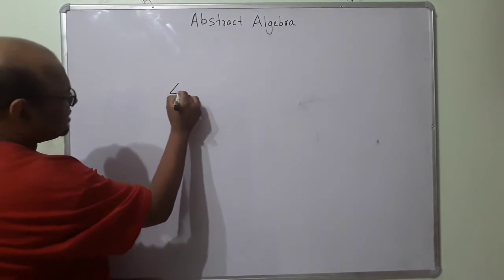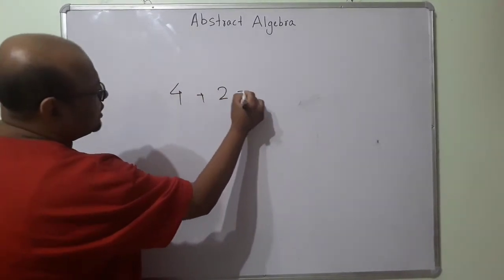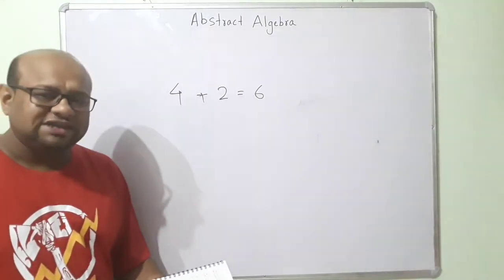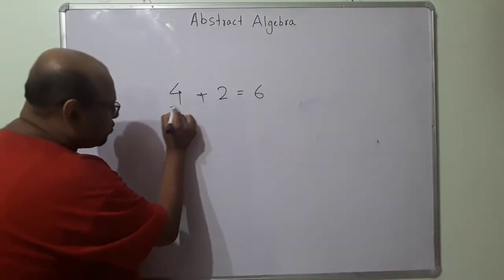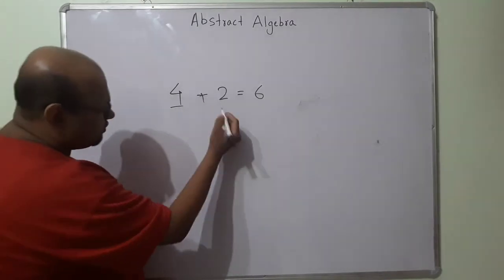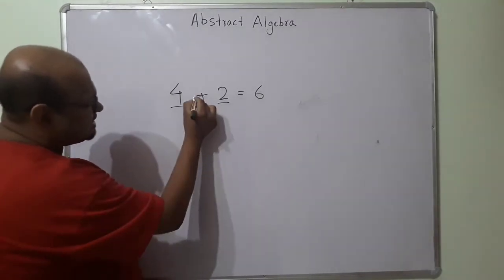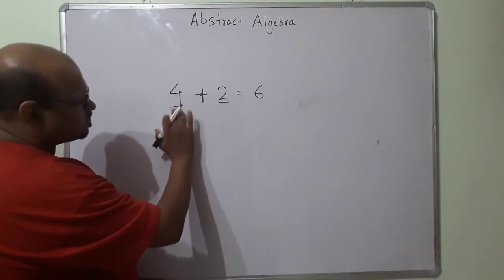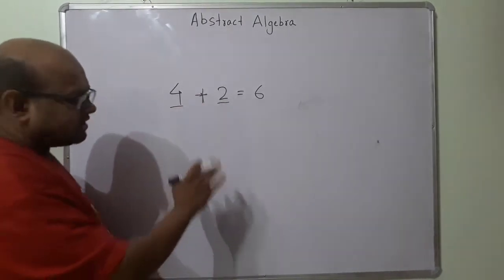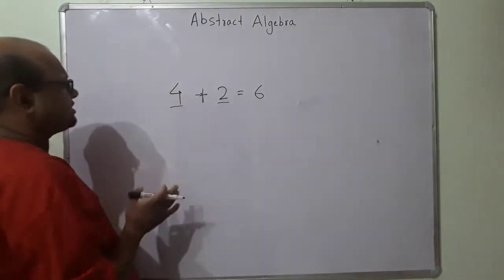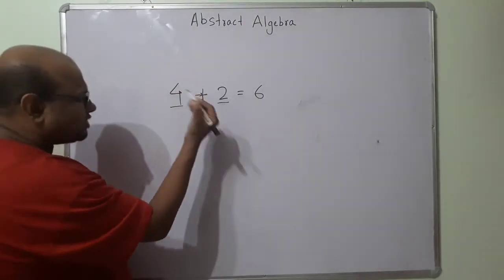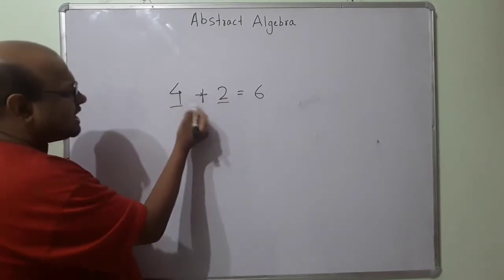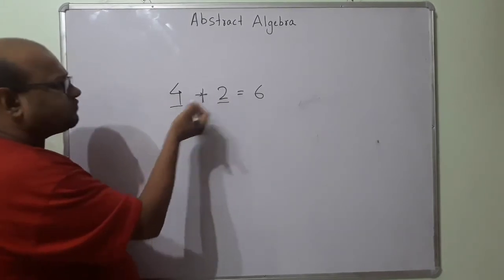You have studied that 4 plus 2 is equal to 6, right? So what is happening here? We have one number over here, one number over here, and some operation. This operation works on these two operands. So there are two operands and there is one operation. What is the operation? It is plus. And what are the operands? 4 and 2.